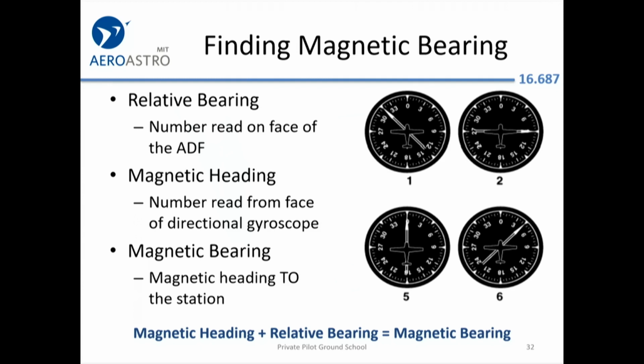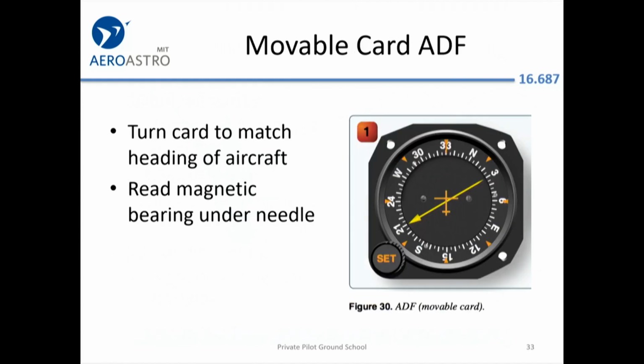So this is not rocket science. If you're going south and the station is 90 degrees to your left, then the magnetic bearing to the station is going to be 090 in that case.